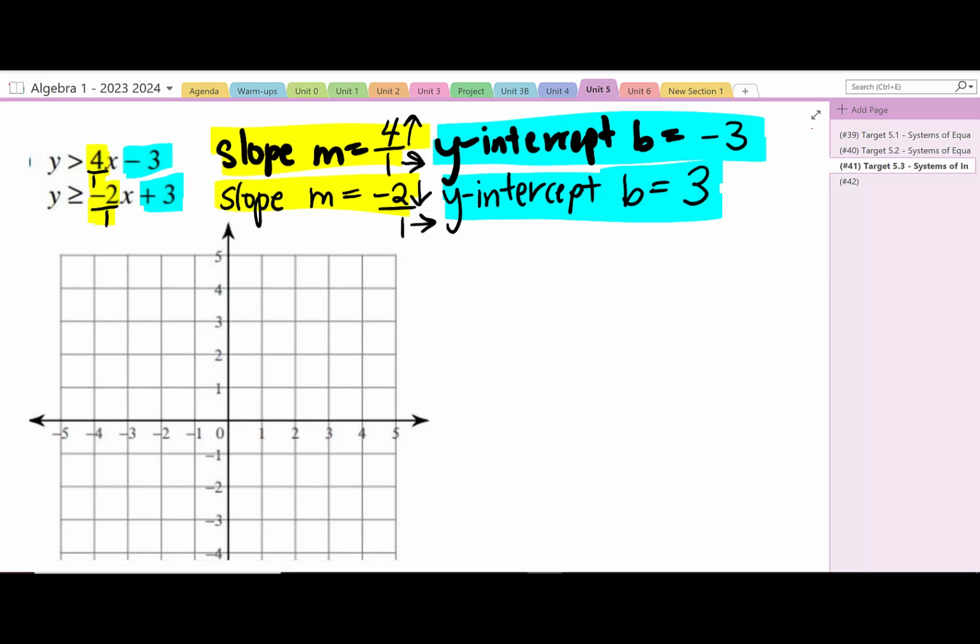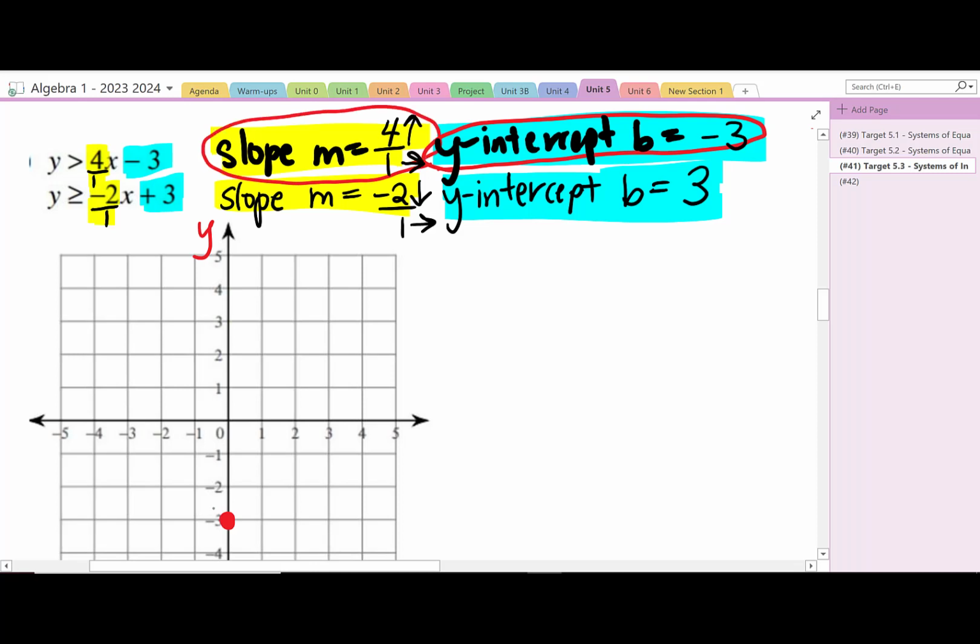Alright, so now we are going to graph the first one. So podemos dibujar la gráfica para la primera. So the first point is always the y-intercept. So the first point is -3. So el primer punto es -3 en el eje de Y. Now we're going to use slope 4 over 1 to find the next point.